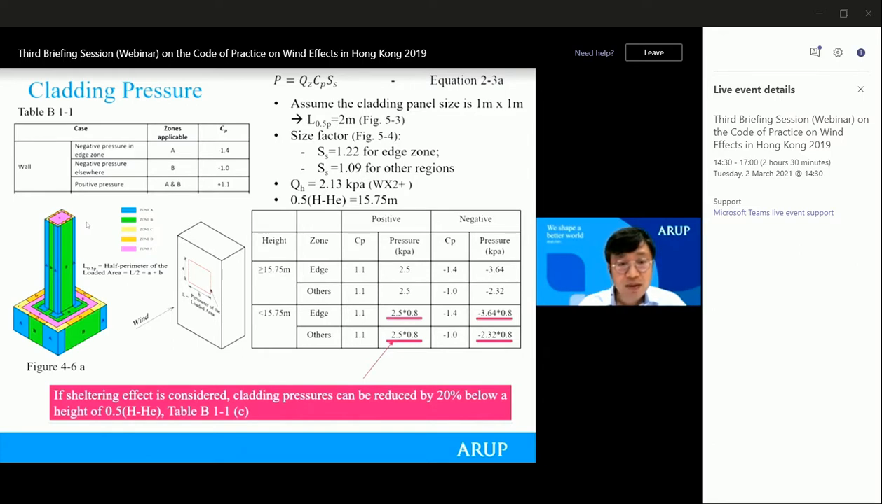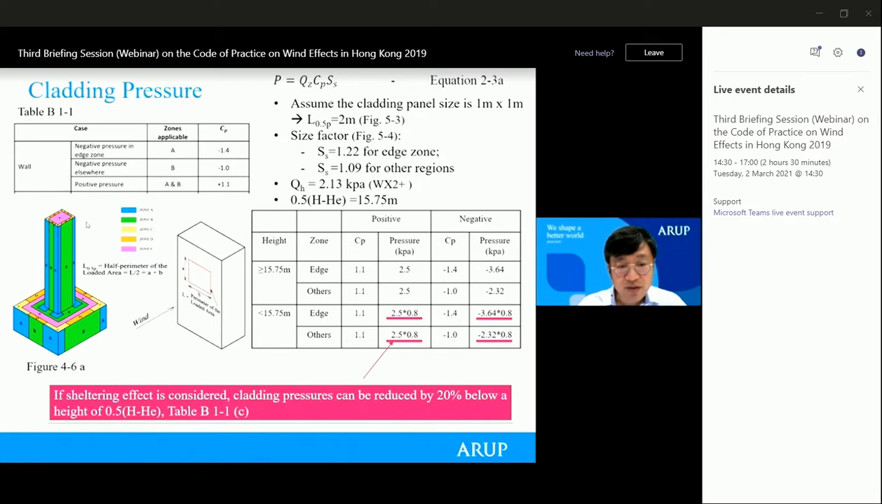And one point that needs to be further highlighted is, according to the code, for a location or level within 0.5 of the displacement height, which in this case, 50% of the displacement height is about 55.75 meters, within this range the calculated wind pressure can be reduced by about 20%. So then with all those included, we can calculate the cladding pressure value.